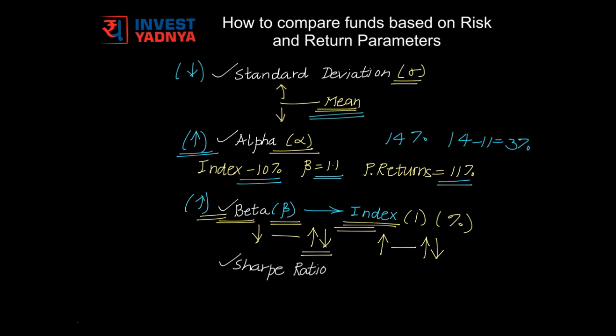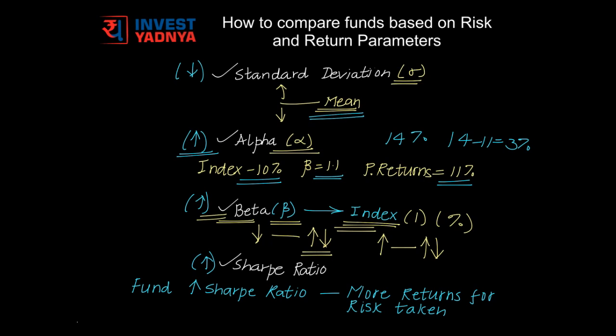The higher the Sharpe ratio, the better it is because when you compare two funds, a fund with a higher Sharpe ratio indicates that that particular fund is generating more returns for the amount of risk it is taking. Please do remember that none of these parameters should be read in isolation but should be read together to analyze risk and return associated with the fund. Now let us move ahead to the example.